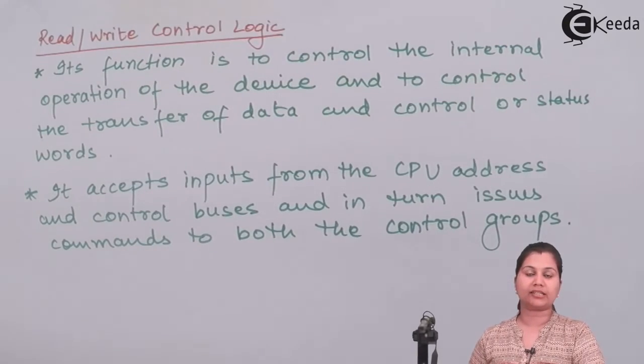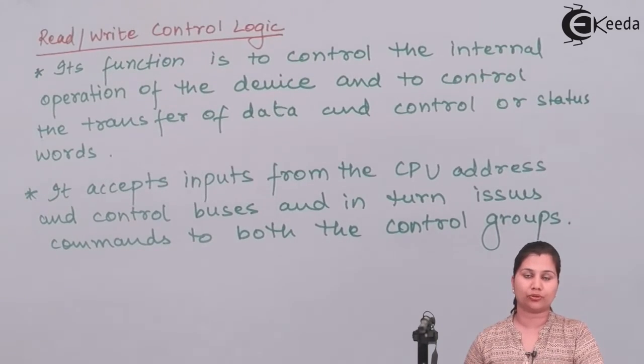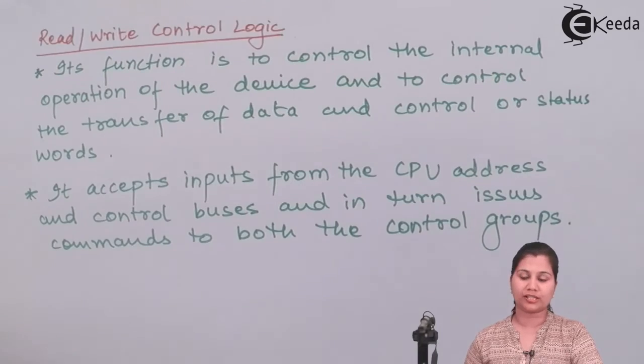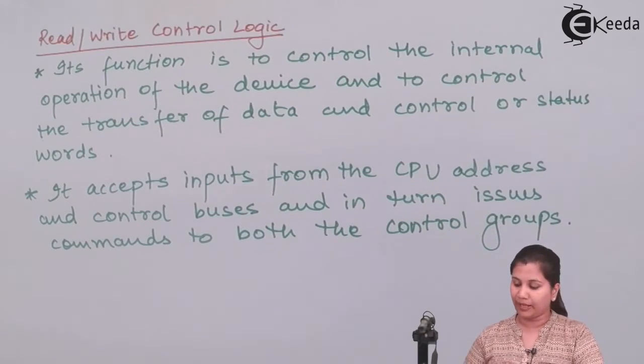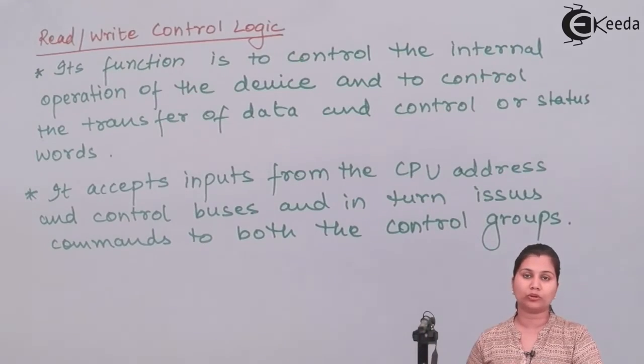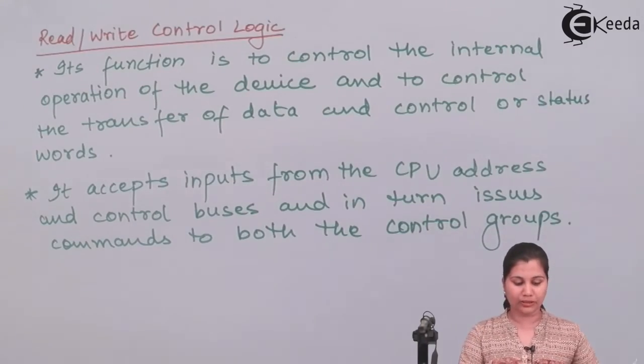So whatever data is read from the ports or written into the ports and the control register, all that information is controlled by the read and write control logic. This read and write control logic accepts inputs from the CPU address and control buses. It gets the address of the ports from the address bus of the microprocessor's CPU, and from the control buses it gets the control signals read and write. In turn it issues the commands to both control groups, group A control and group B control.